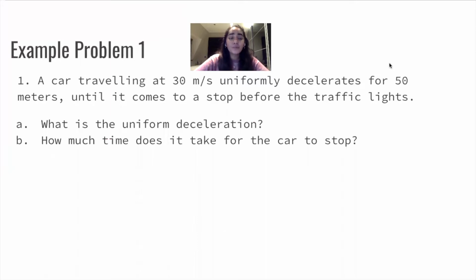So example problem number 1. A car is traveling at 30 meters per second, uniformly decelerates for 50 meters until it comes to a stop before the traffic lights. What is the uniform deceleration and how much time does it take for the car to stop? So I'll give you 5 seconds to stop this video and give it a shot, and then we shall walk through the solutions.